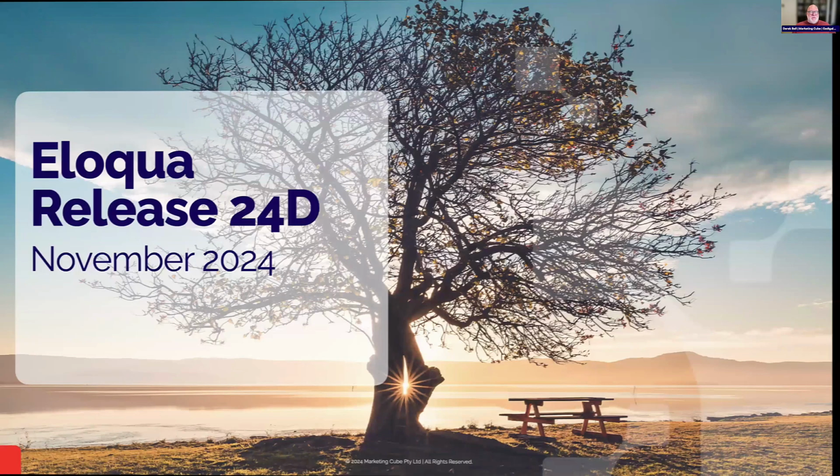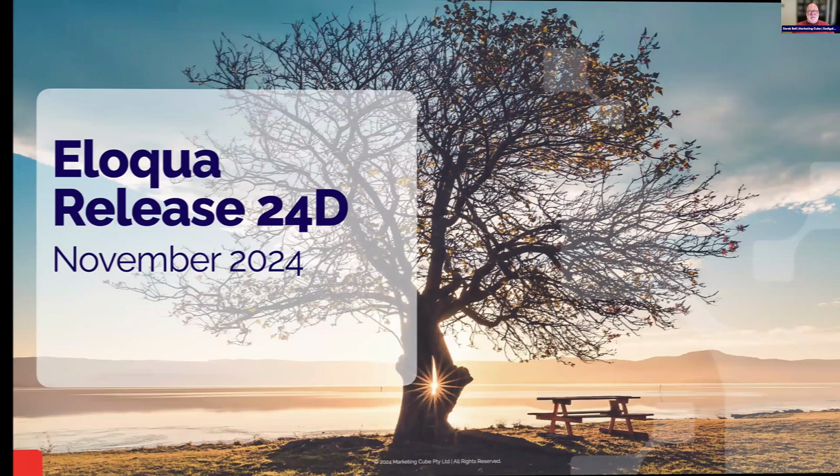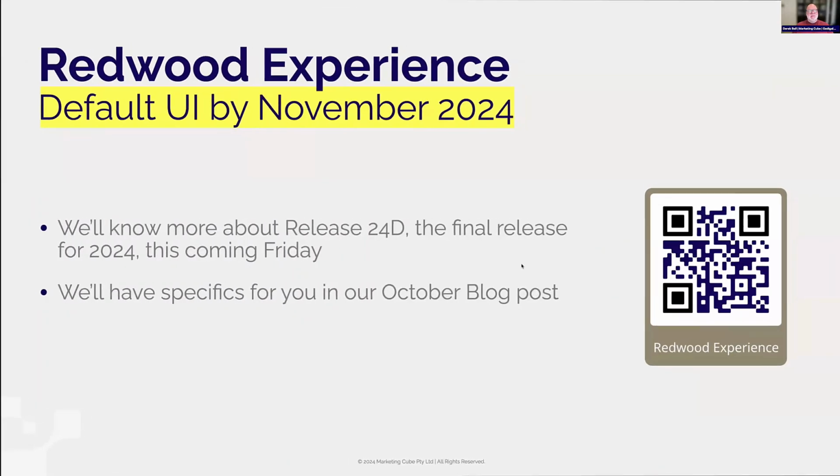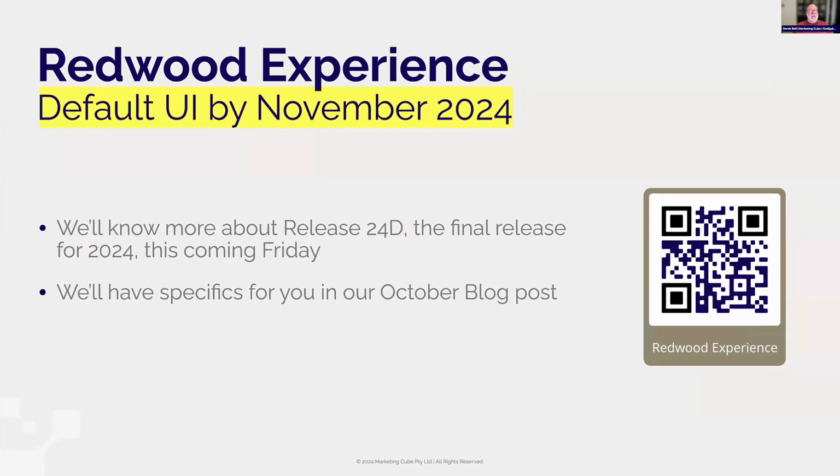So release 24D is due in the middle of November. The key piece of information that we know already is that Redwood, the Redwood experience and interface that you saw just now, will be the default experience. So if you're not using Redwood today and you're still a little bit unsure, if you've got your smartphone handy, just scan that QR code right there. It'll take you to a landing page with a very quick video. It goes for, I think, a minute and a half, and it shows you how to turn Redwood on.